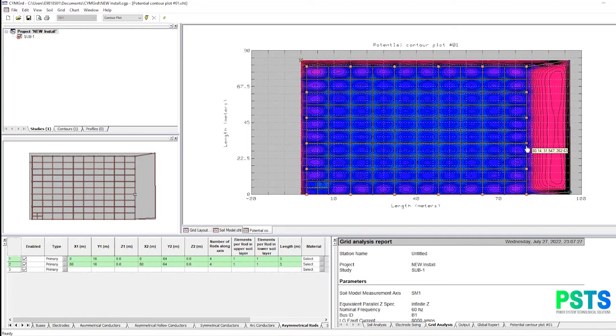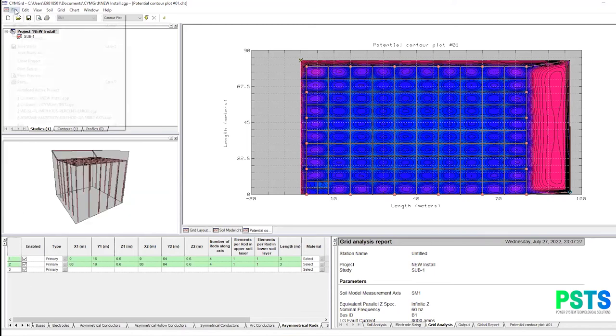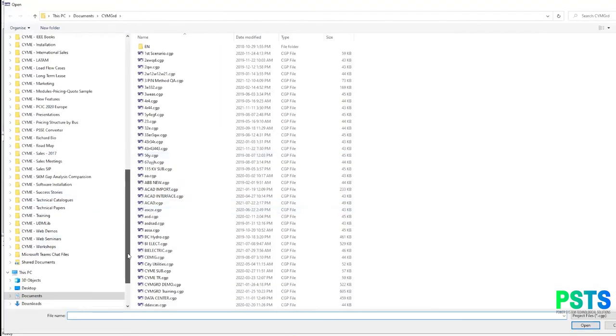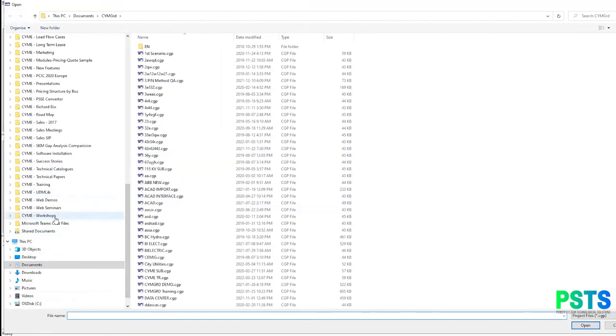He would like to check if CYMGRD supports designing the earthing system for a wind turbine or not. Yes, it can. So I'm going to show him a project now that does this. Let me see something.